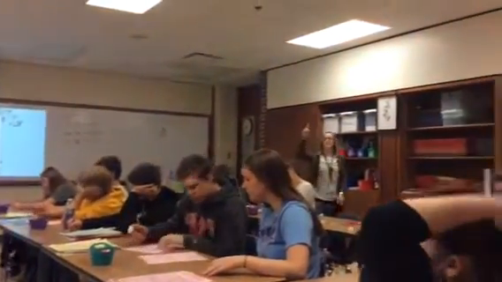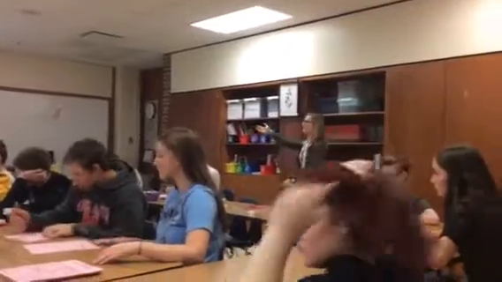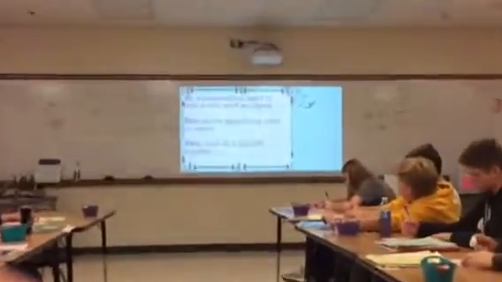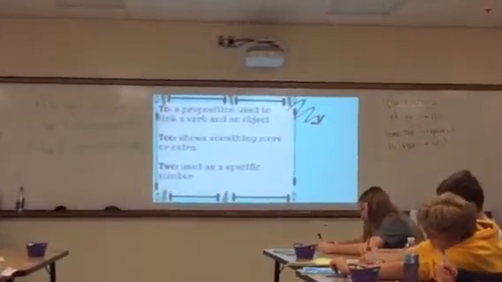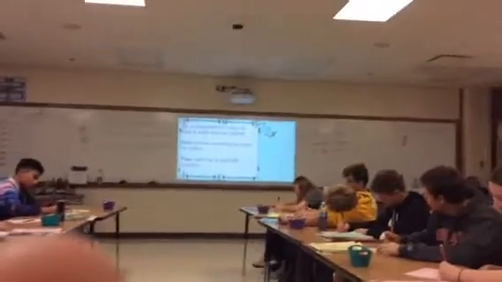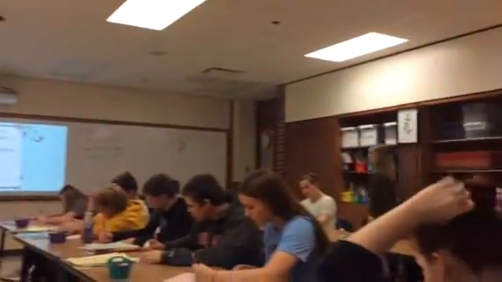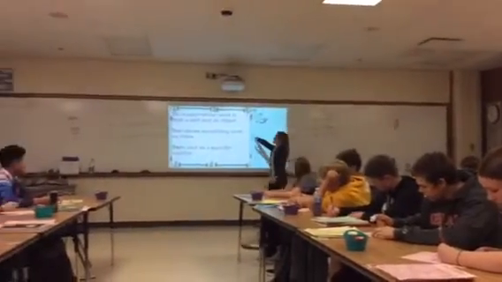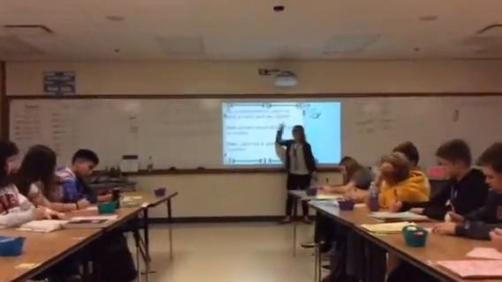So the first two with one O, can someone tell me what it does, how it functions? The first one? Yep. A preposition used to link a verb and an object. Yes, thank you, Brecken. So the first two, a preposition used to link a verb and an object. So you don't need to worry so much about it being a preposition, as much that it functions to link a verb and an object.